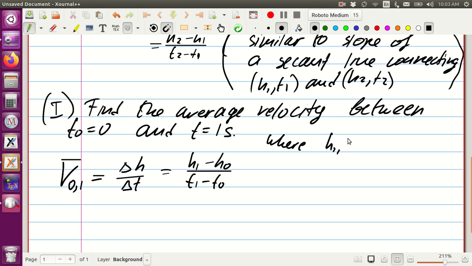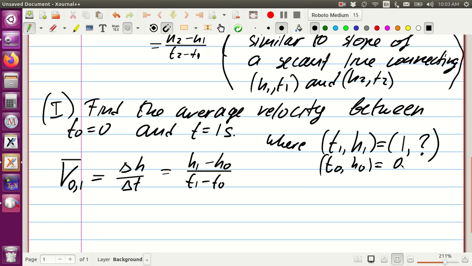where t1, that's the independent variable, and h1 is the dependent variable. t1 is given by 1, and then we need to find h1, we don't know it. And t sub 0, h sub 0, it's clear, it's going to be 0 and 50. So we need to find h sub 1.